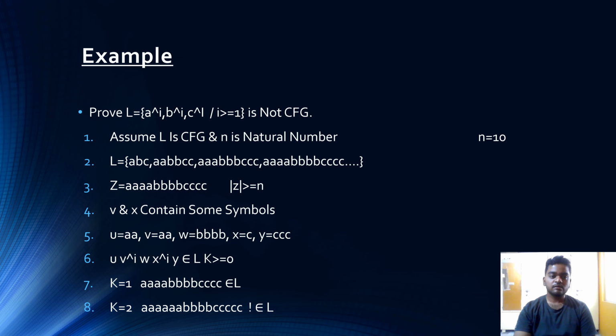Example. Prove L is equal to a power i, b power i, c power i, where i is greater than or equal to 1, is not CFG. Assume L is CFG, n is a natural number. L is equal to ABC, AABBCC, AAABBBCCC, 4 As, 4 Bs, 4 Cs. n is equal to 10. Z is equal to 4 As, 4 Bs, 4 Cs.